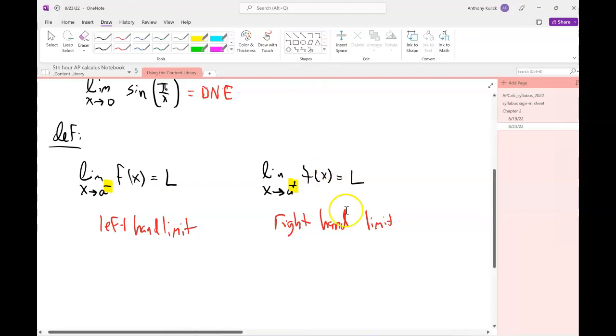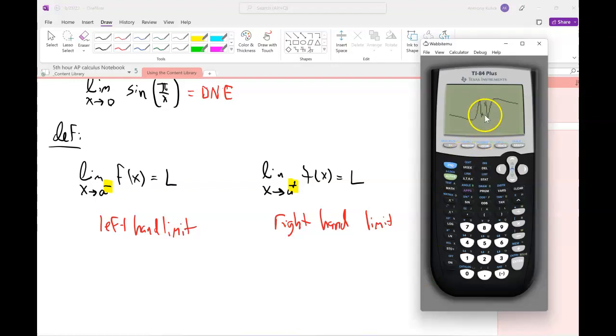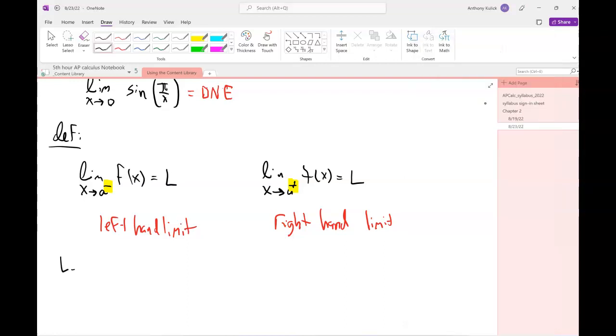As in the previous graph, we saw that the left-hand limit and the right-hand limit weren't going to the same value, and the limit failed to exist there. So that's what we're going to say now. Let's formalize that, right? Yeah, so here's what we're going to say.